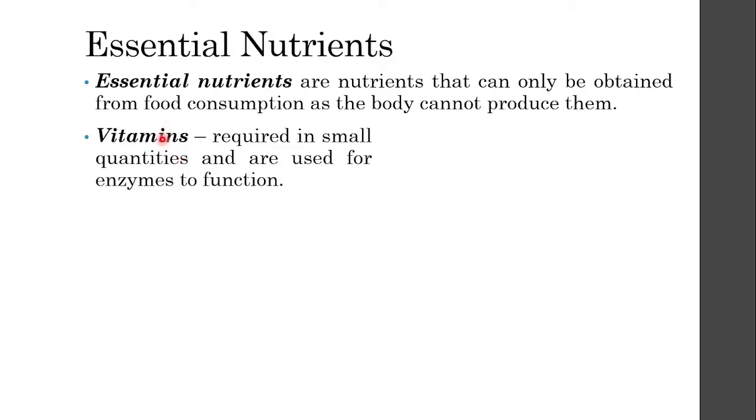First we have vitamins. Although we require them in very small amounts, they have a lot of uses. More specifically, their use is to help enzymes function. If you remember, we have a lot of enzymes in our body, and enzymes are very important catalysts for the chemical reactions that happen in our body. That's why we call vitamins coenzymes, because they help enzymes function. They are partners with enzymes.